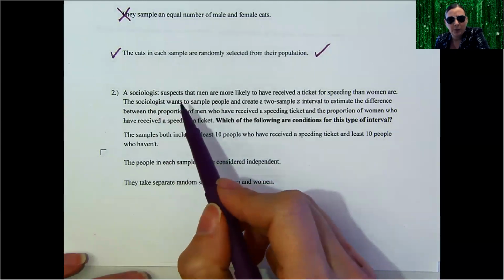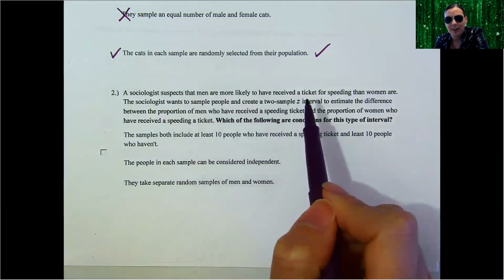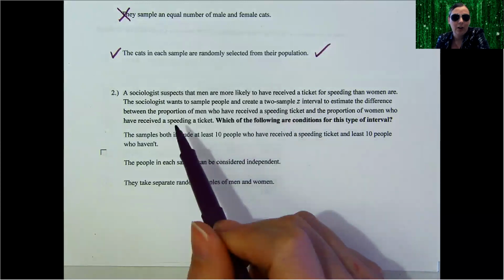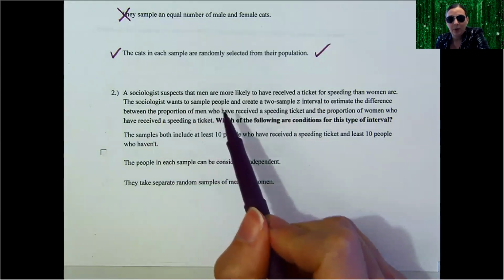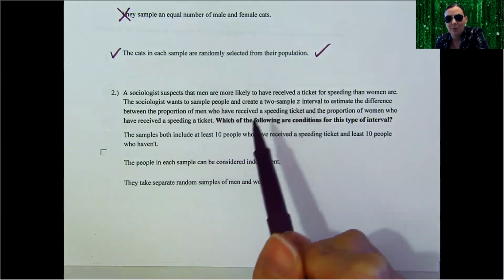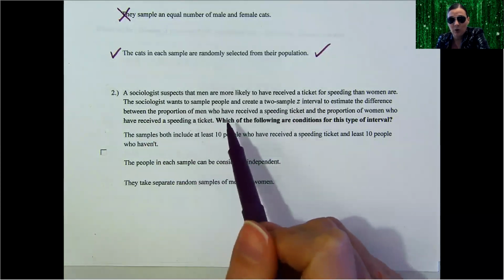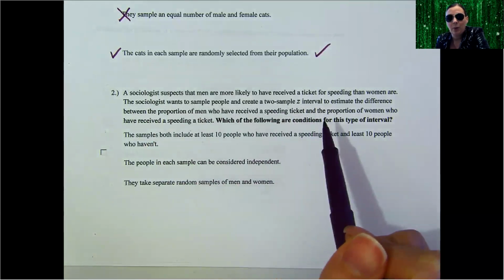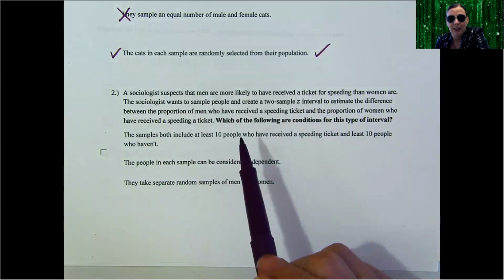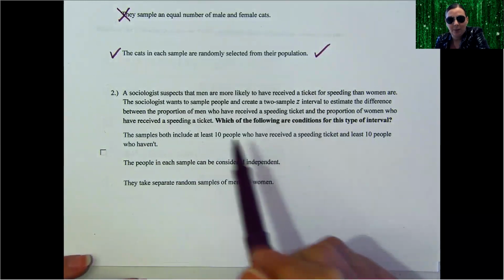A sociologist suspects that men are more likely to have received a ticket for speeding than women are. The sociologist wants to sample people and create a 2-sample z interval to estimate the difference between the proportion of men who have received a speeding ticket and the proportion of women who have received a speeding ticket. Which of the following are conditions for this type of interval?